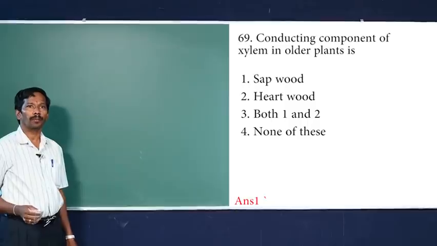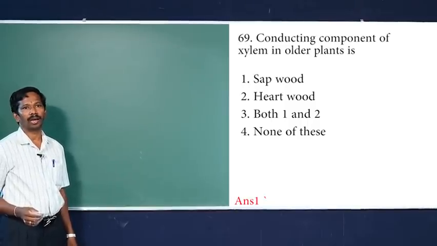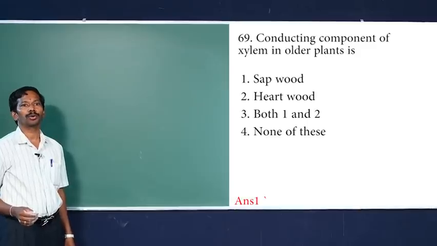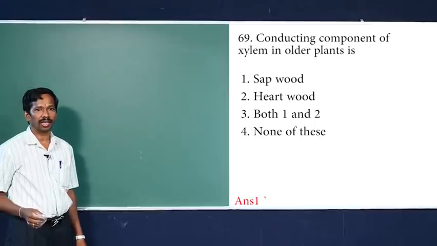69. Conducting component of xylem in older plants is always sapwood, compared to heartwood, because heartwood is non-functional. So answer is 1 for question number 69.